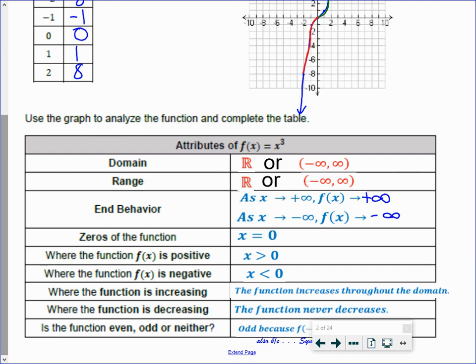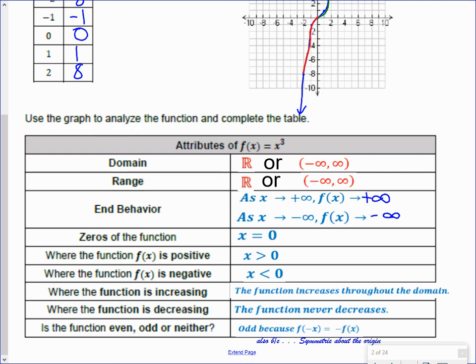Zeros of the function: we only have one, 0, and that's when x equals 0. The function f of x is positive when x is greater than 0. All our y values are greater than 0 when x is greater than 0. And where is the function negative? f of x is negative when x is less than 0, or a better way to say it is y is negative when x is negative.